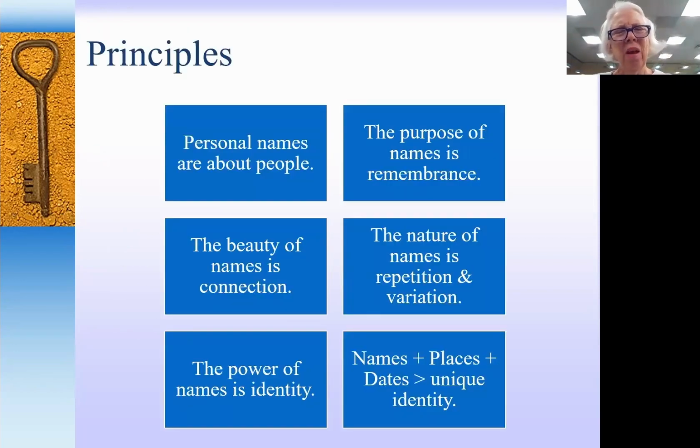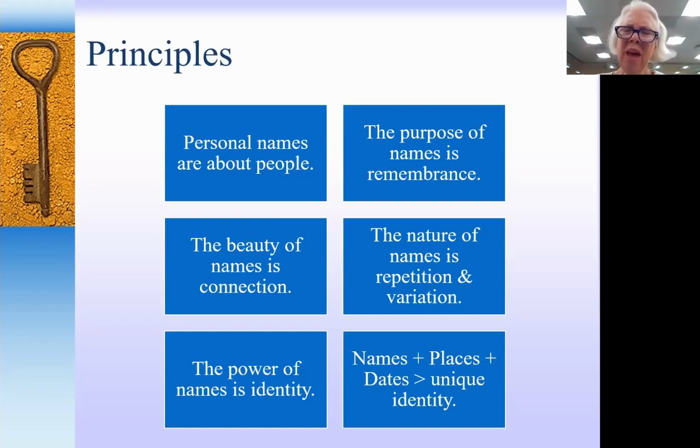For principles, I want to start with some things that we can keep in mind. Personal names are about people. This isn't just about data. The purpose of names is remembrance. The beauty of names is connection. The nature of names is repetition and variation. Like all language, the nature of language itself depends on repetition and variation, so we shouldn't be surprised that there are naming patterns that rely on repetition, but also are balanced with variation. The power of names is identity.